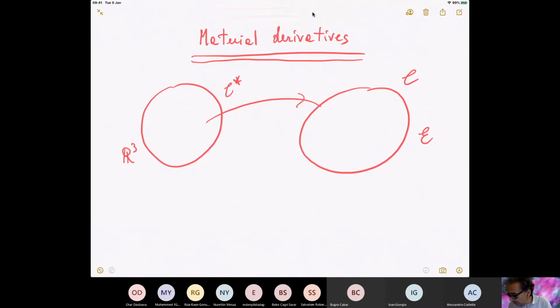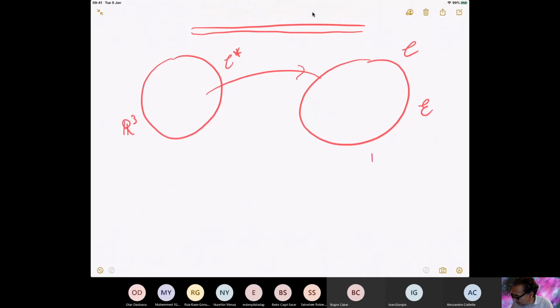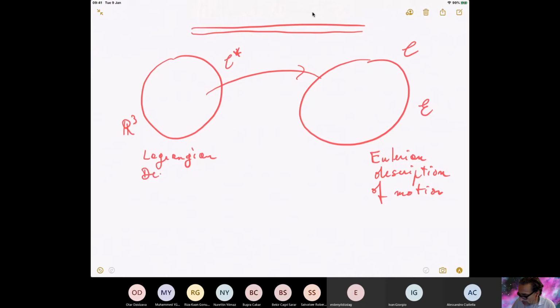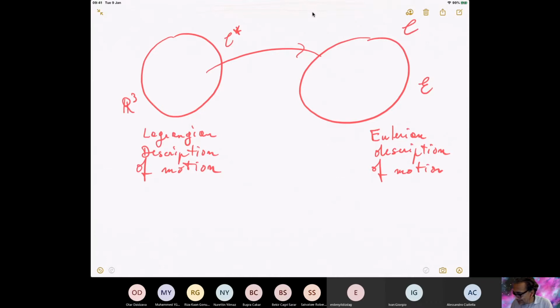So, in a sense, we must discuss in bigger detail the Eulerian description of motion and the Lagrangian description of motion. Okay. So let us start considering the placement key.